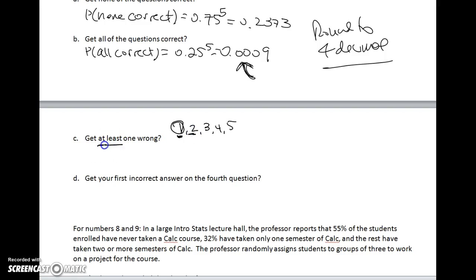So whenever we see at least, we want to think of it as a shortcut. So this means that you did not get all right. So not all were correct.